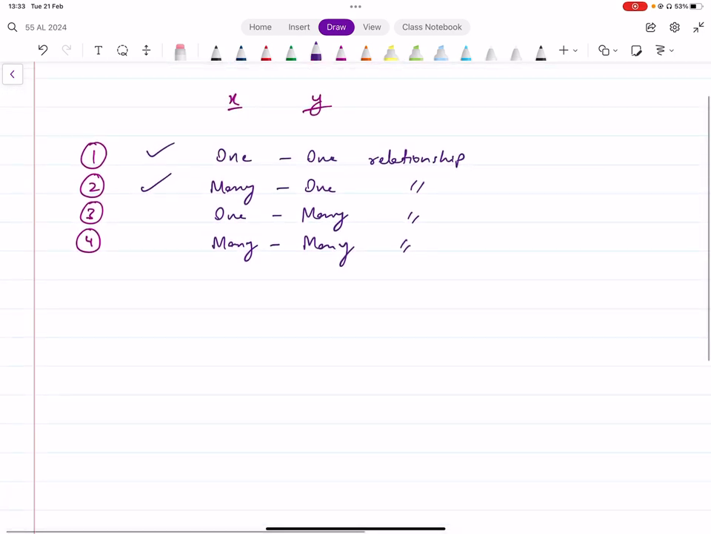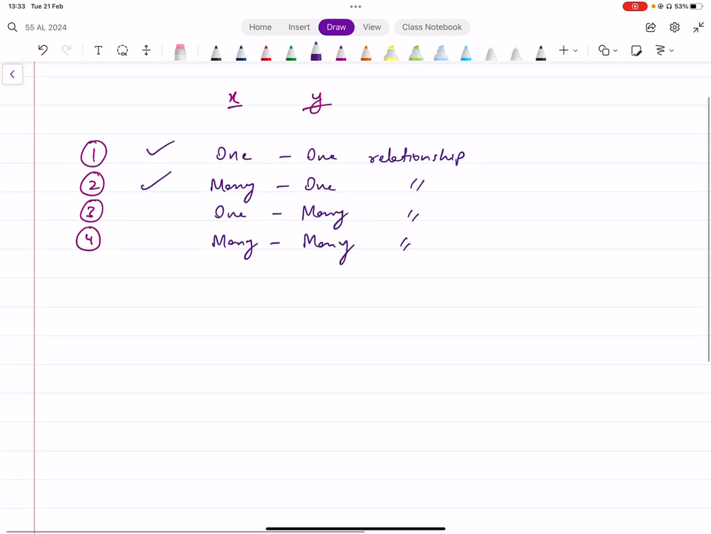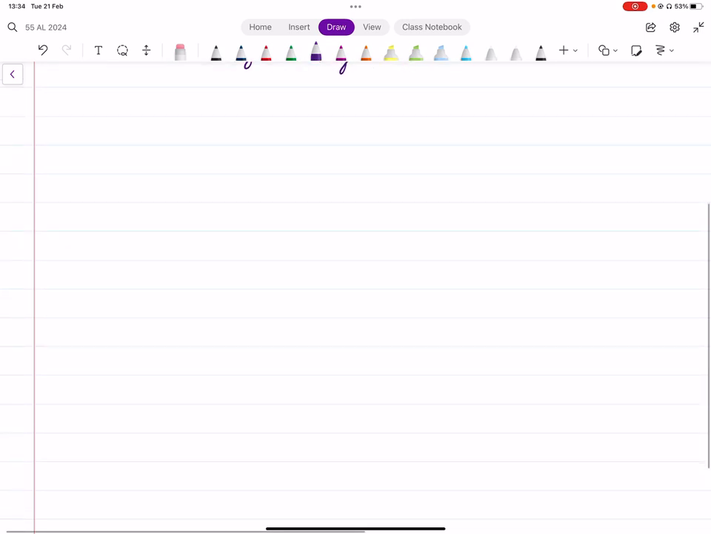Let's understand each of these different types of relations one by one. Number one, we have one-to-one relationship.